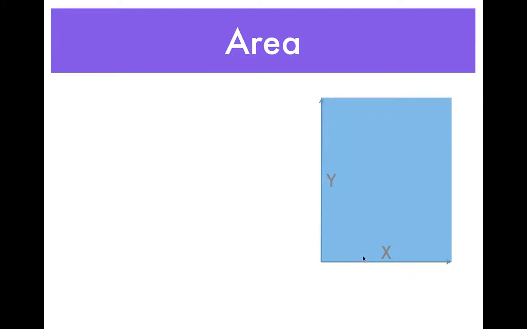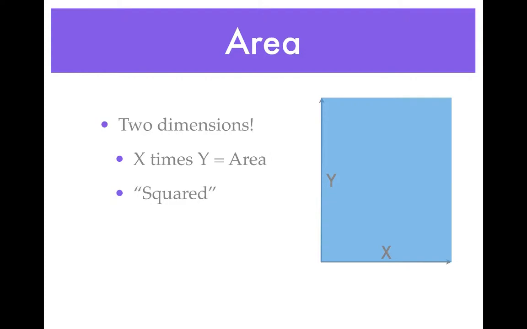As you can see here, we have an X dimension and a Y dimension. If we then finish that off into a nice rectangular or square space, that's the area. 2 dimensions. And guess what? If you take this number, multiply it times that number, that gives you the area. And we also call that squared.